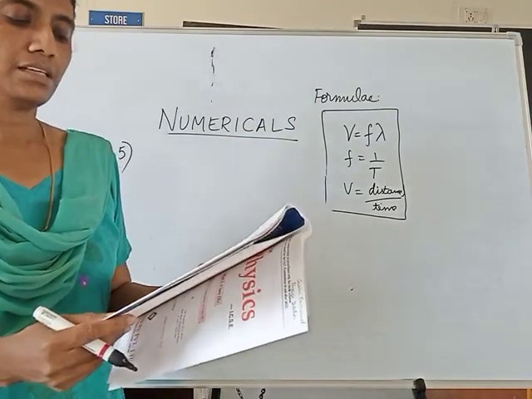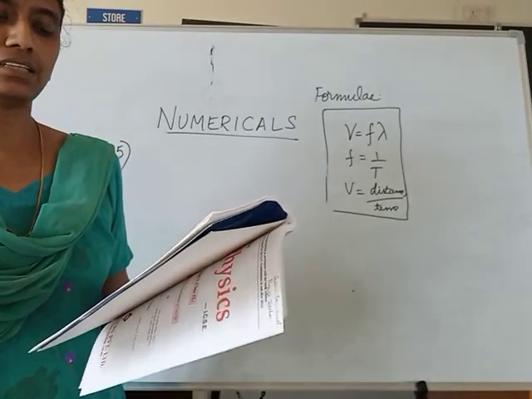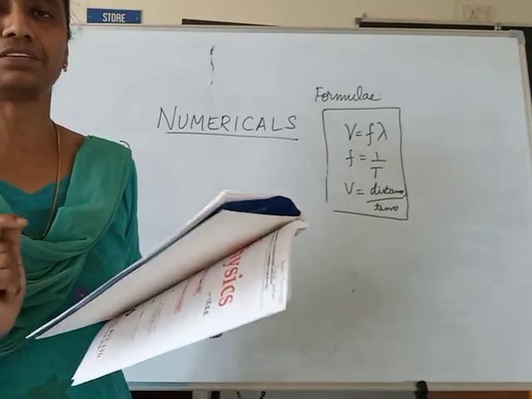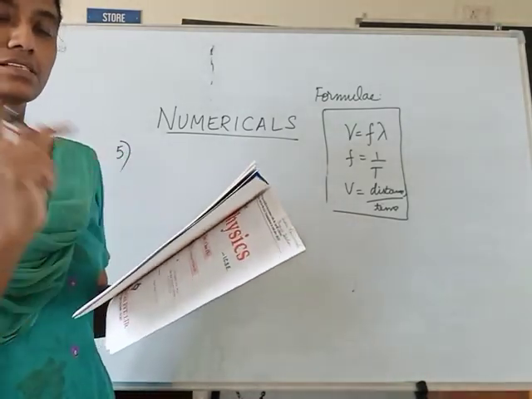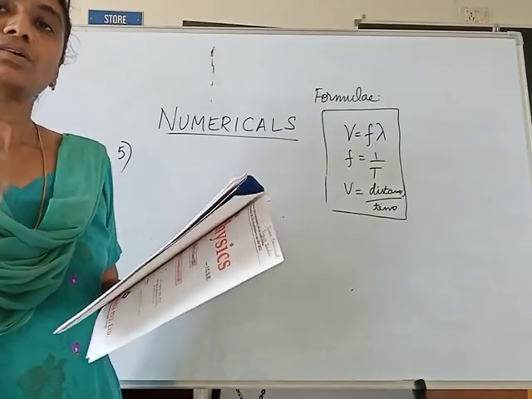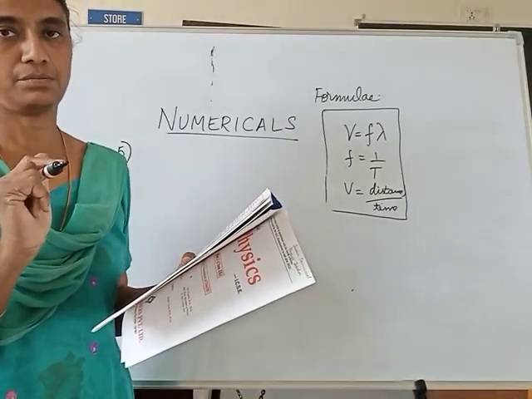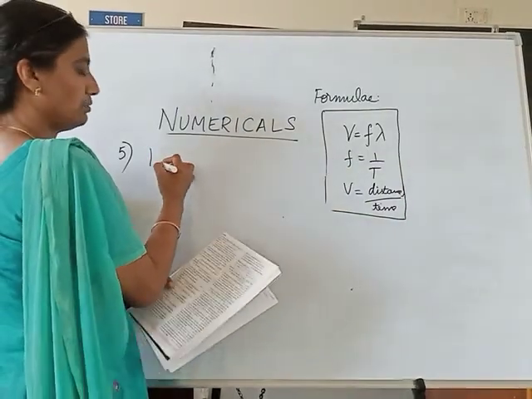Fifth question. A sound wave produces 40 crests and 40 troughs in 0.4 seconds. What is the frequency of the wave? Okay, so you have to use lots of definitions in this. Now, one crest and one trough form one wave. Remember, one crest and one trough form one wave.